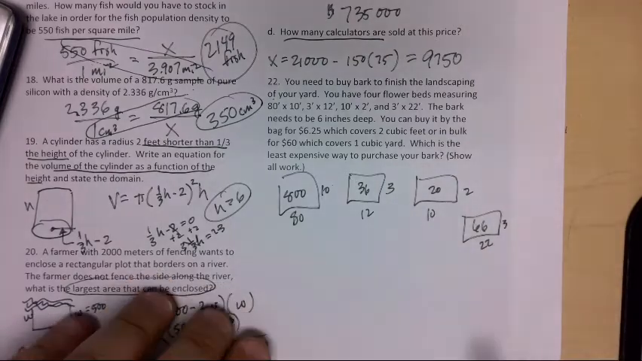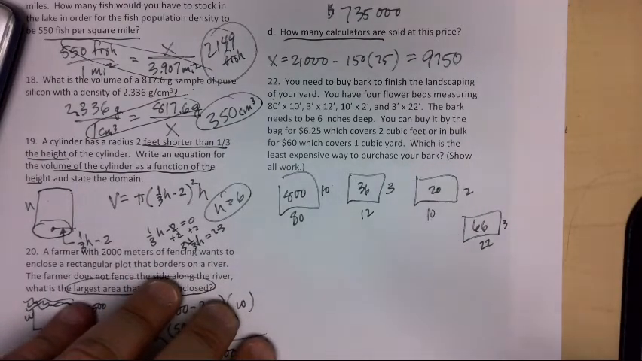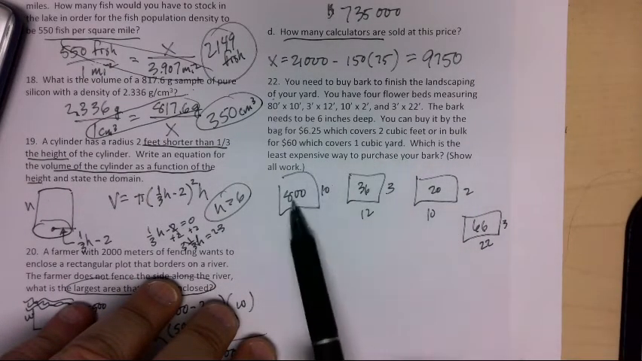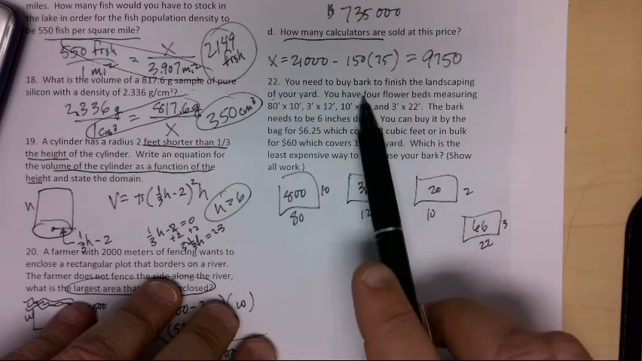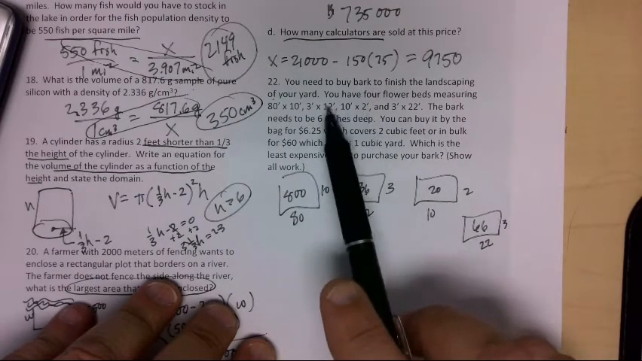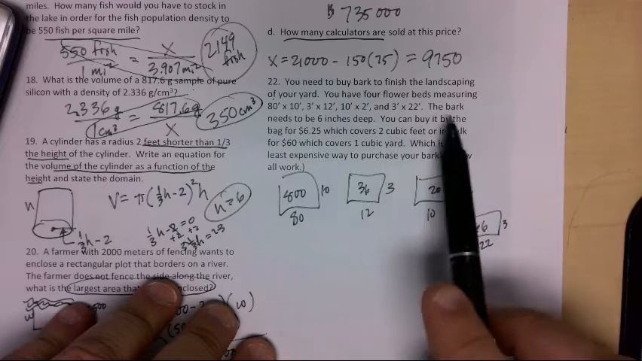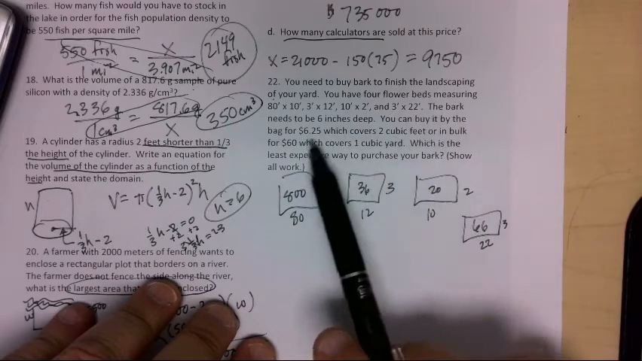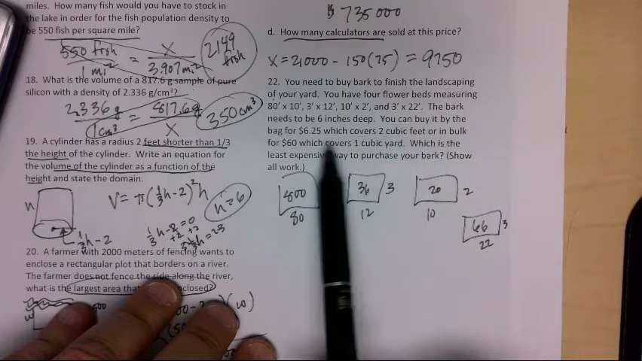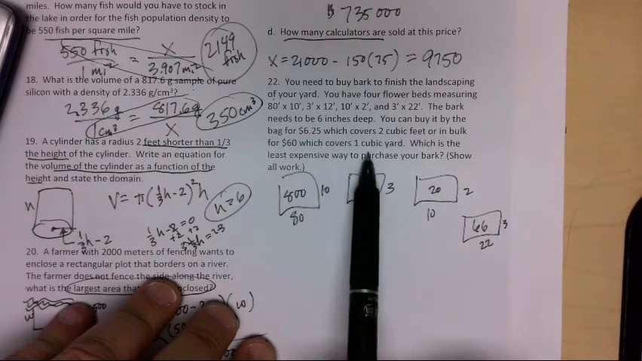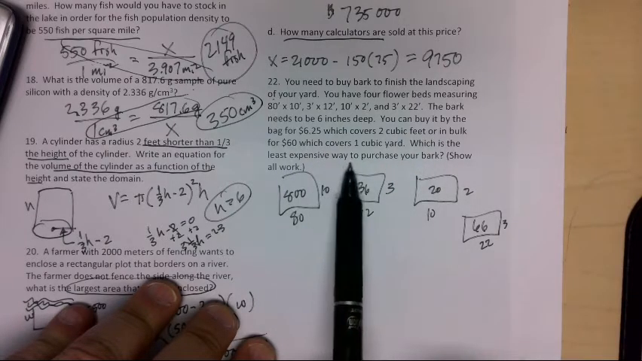Okay, it needs to be 6 inches deep. Okay, so timeout. I've got all these areas, and now I'm looking ahead. I'm buying bark. We've seen problems like this, right? I'm pretty sure I'm going to have to find the volume of the bark. But let me read the whole problem again. The bark needs to be 6 inches deep. You can buy it in a bag for $6.25, which covers 2 cubic feet, or in bulk for $60, which covers 1 cubic yard. Which is the least expensive way to purchase bark?